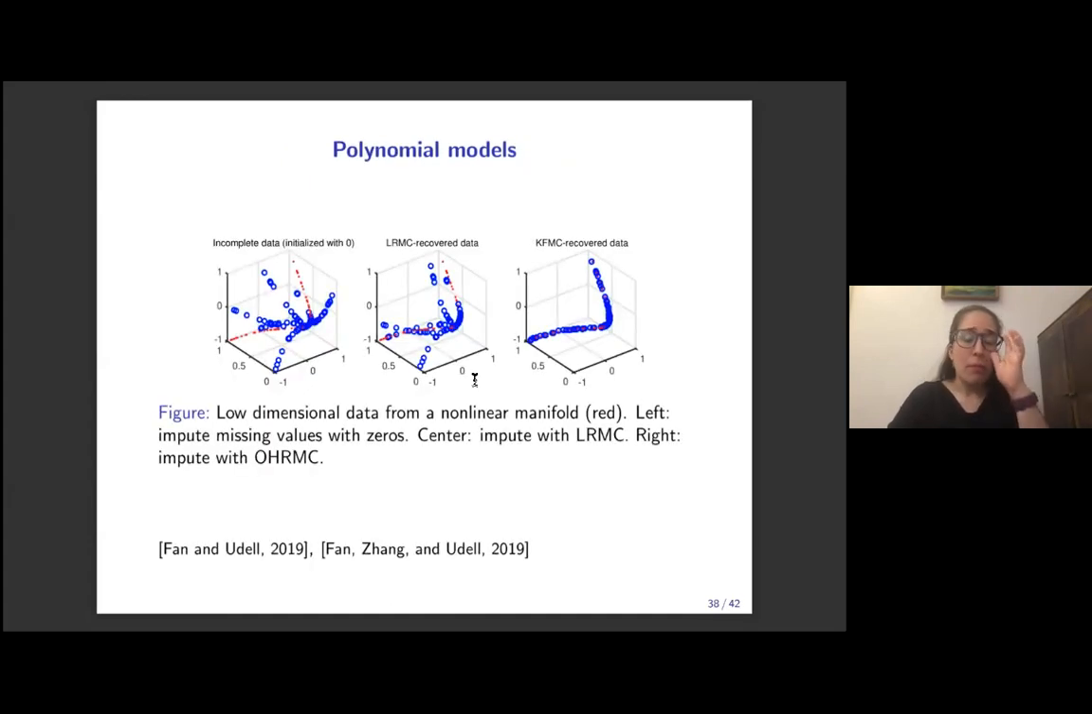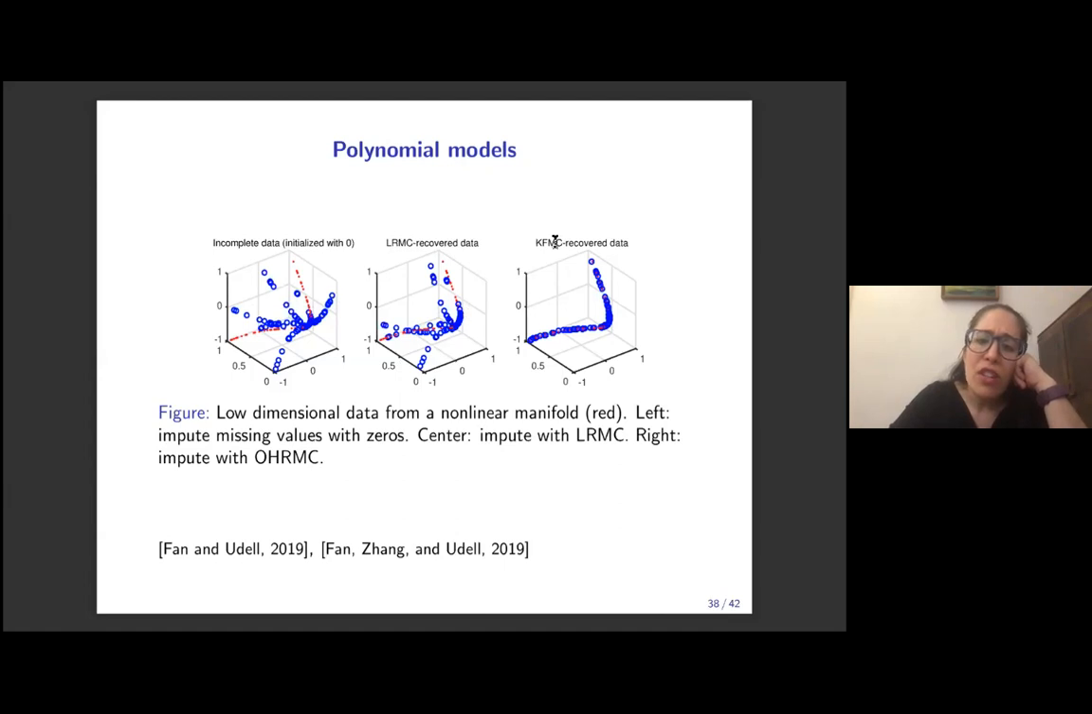Okay, so polynomial models sort of have this kind of story. Your original data here is these red points. You can see it comes from a one-dimensional manifold that's embedded in a three-dimensional space. If you impute it using low-rank matrix completion, initializing the data with zeros to get these blue things, and try to recover this with low-rank matrix completion, the blue circles over here are what you get. So you see, you do not recover the original data.